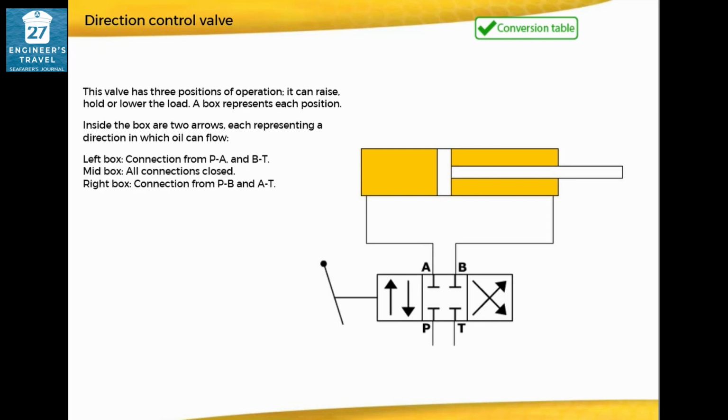Left box, connection from P to A and B to T. Mid box, all connections closed. Right box, connection from P to B and A to T.